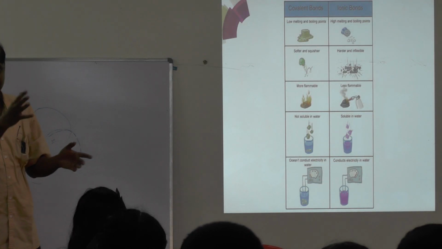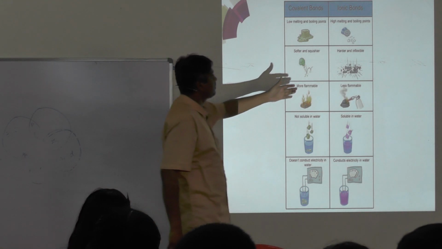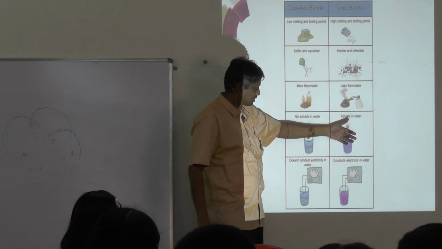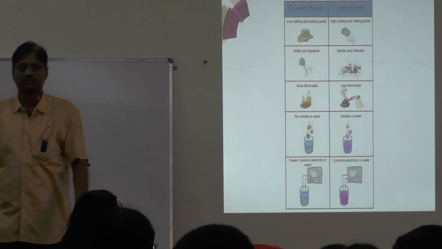There is no vessel at home in the kitchen that can take 900 degrees C. So ionic compounds are harder, inflexible, less flammable, soluble in water, and conduct electricity in water. All these are properties of ionic compounds.